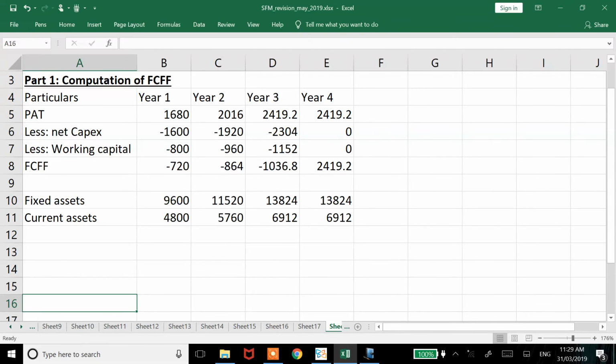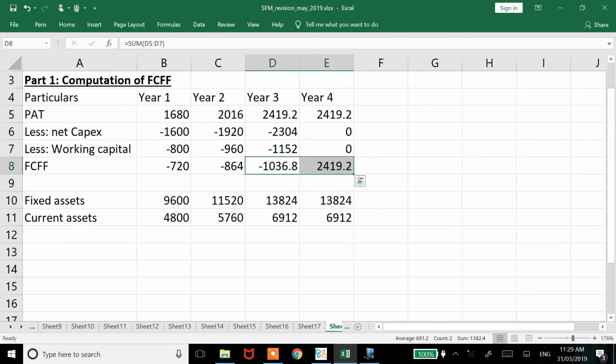Any doubts on this? One important point is whenever a growth rate changes, in this question the first 3 years was 20%, fourth year is no growth. No growth does not mean the same cash flow will continue. Most of the times you will feel that fourth year there is no growth, so let me copy the third year cash flow. No, because your capex and working capital will end up impacting the number.